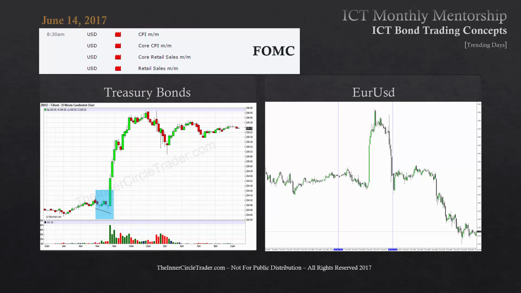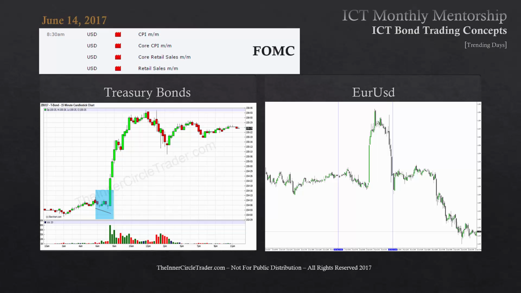I outlined it before the fact in the live session on the 14th that we were expecting a buy stop run or expansion from the upside. We were at a discount on the 2-hour chart, and we have a lot of dollar-based news events occurring and FOMC later on. So we have to keep our focus on primarily the AM session.